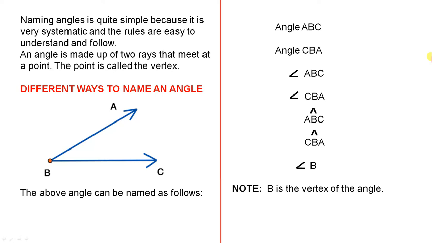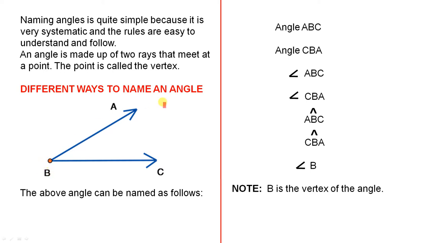An angle is made up of two rays that meet at a point. The point is called the vertex. So here we have the ray BA and here we have the ray BC. Those two rays meet at this point, so B is called the vertex.